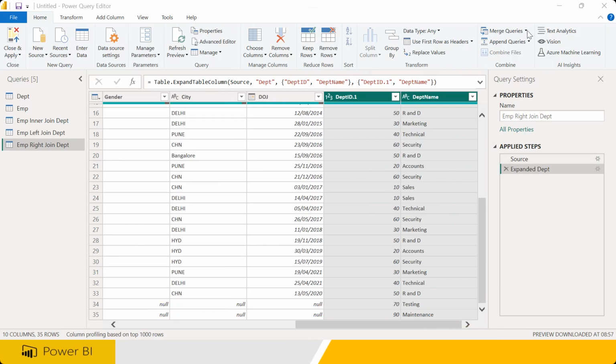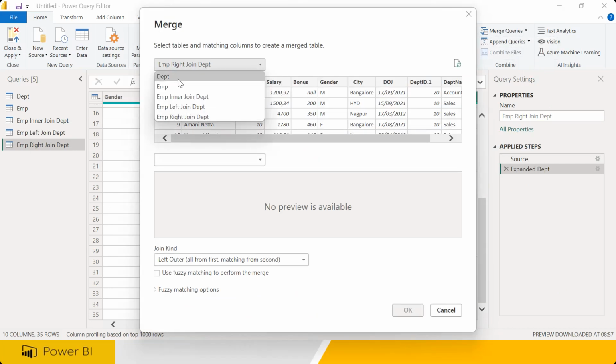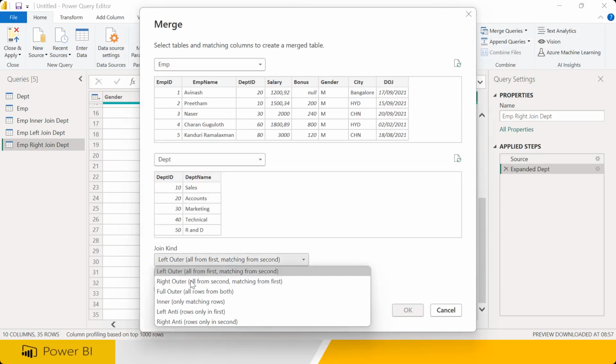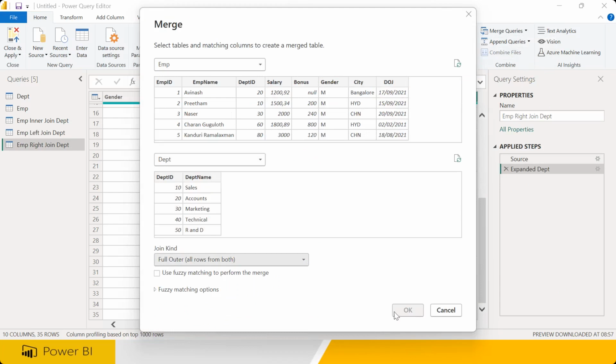The next one will be full join, right? You take employee table first. You can take any table first. There is no problem at all. Full outer join. Why is the OK button not enabled? Common column, you did not select it. Select this common column. Click on OK.